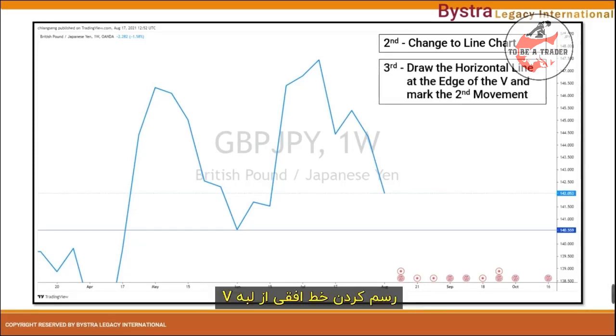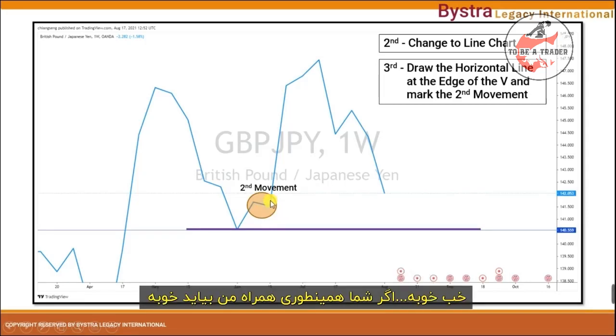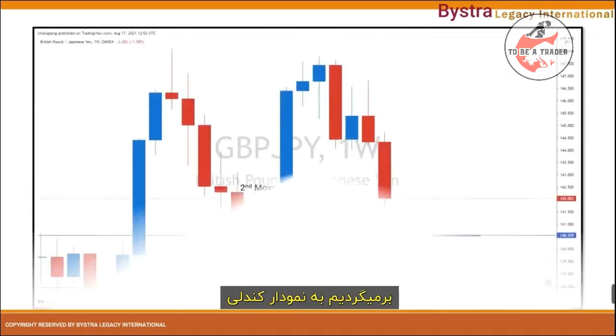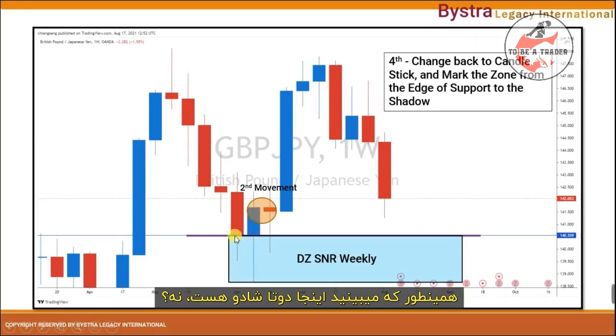Yes, mark the horizontal line at the edge of the capital V, this support. And then next we mark the second movement. Remember? Okay, good. If you guys catch up with me, then it's good. Now the fourth one, what should we do? We go back to the candlestick chart and mark the zone from the capital V all the way down to the shadow. As you can see, there are two shadows here, aren't there?